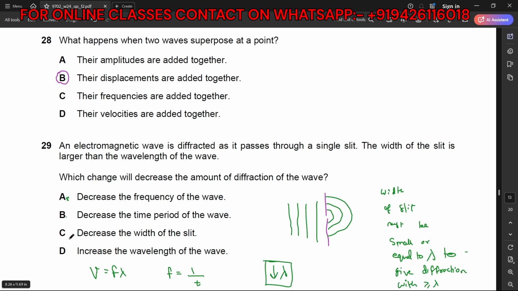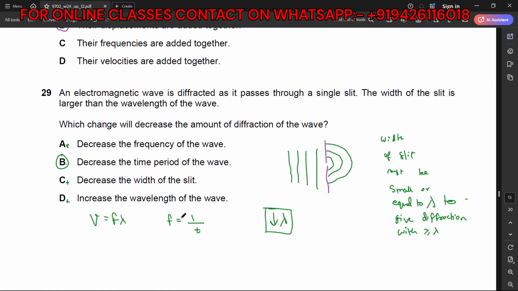Let's check option C and D. If we decrease the width of the slit, as I told you, the width is going to be closer to lambda, so the diffraction is going to increase. It's not going to decrease. So even C is not possible. Now, if we increase the wavelength, it's not going to decrease the amount of diffraction as compared to what we have observed earlier. If we eliminate all the options, the only option that is left is B. And therefore, B will be the final answer for question 29. Now, moving on towards the next question.